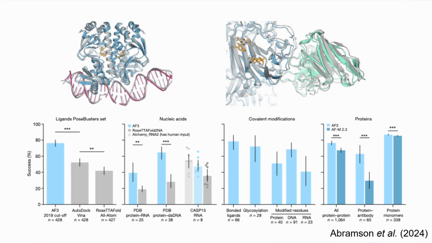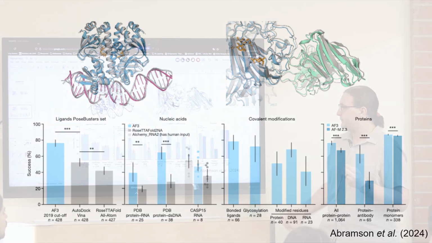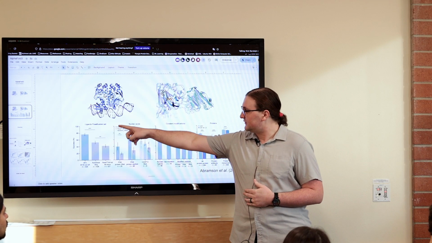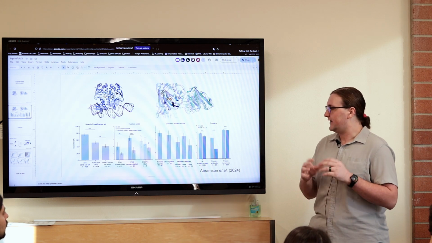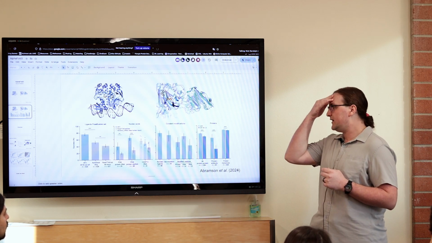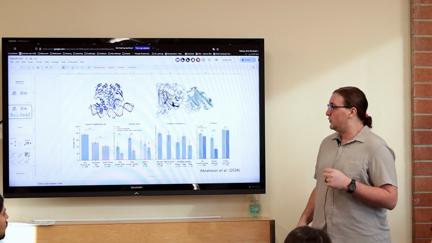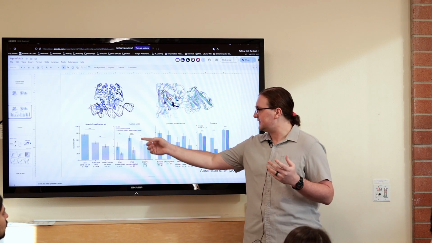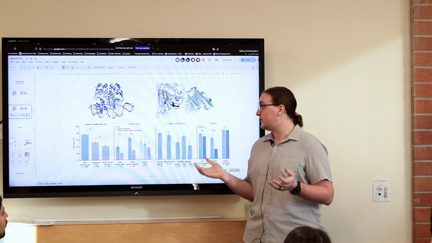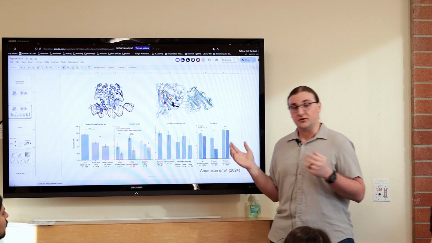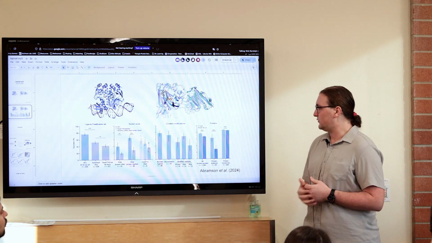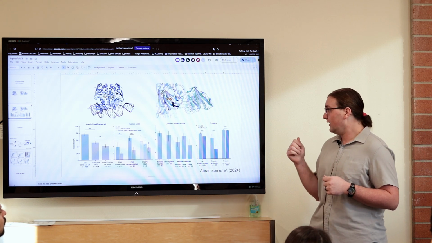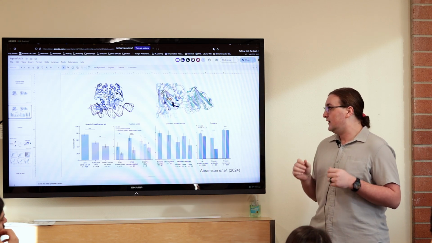And these are some of the results for various different prediction types. So this first one is the ligands test. So this is how good the ligand is, like the conformation of the ligand when it's making that prediction, and this is like a success rate. For nucleic acids, the success rate is also pretty good over RoseTTAFold NA. And then it can also model covalent modifications. So this is like glycosylations or maybe a phosphorylation. And then it also models proteins pretty well.